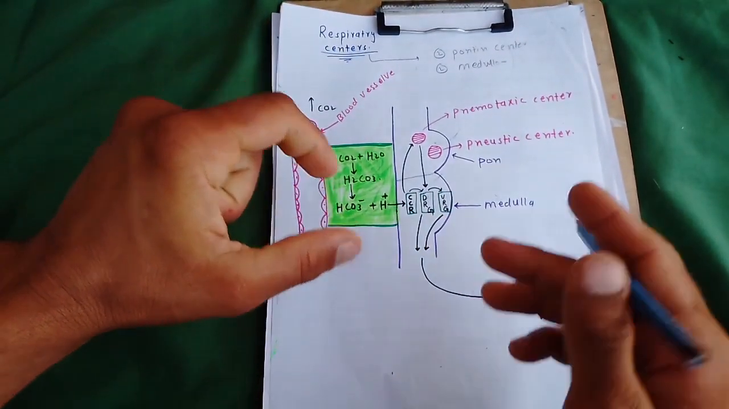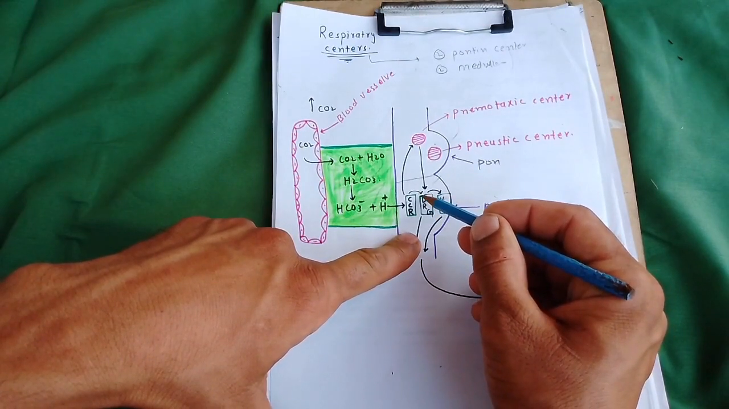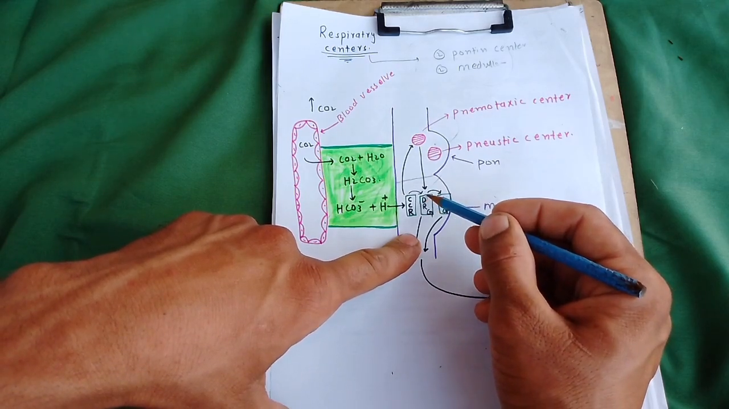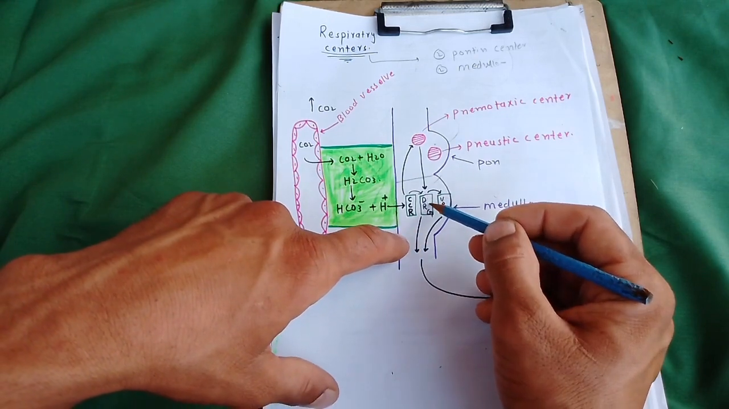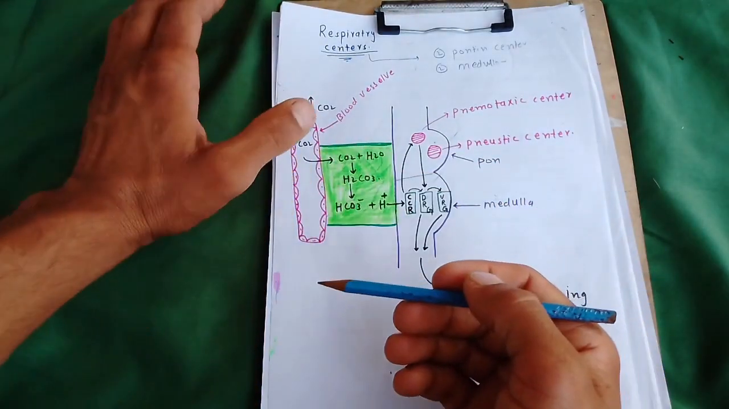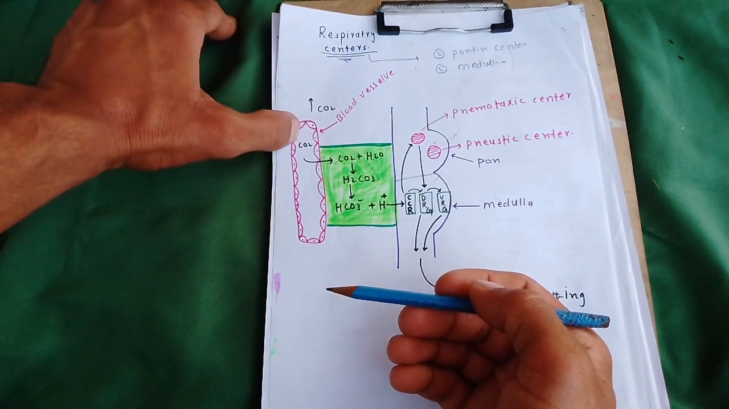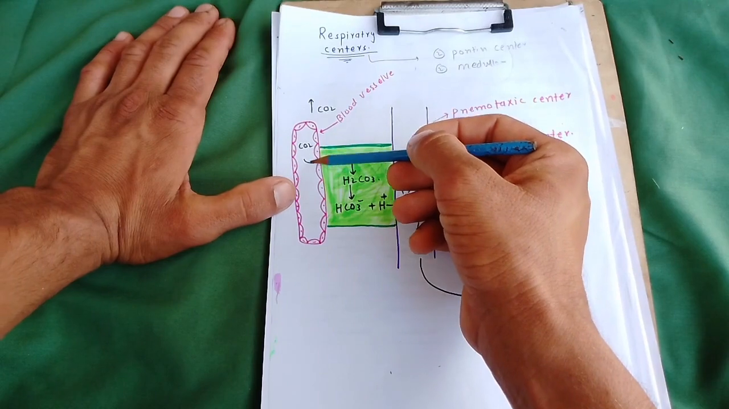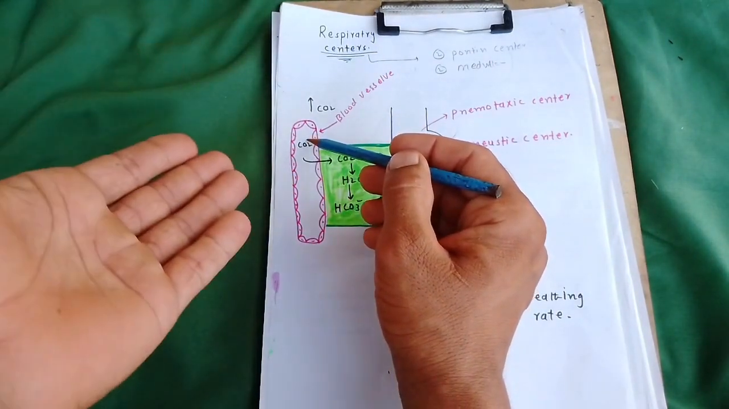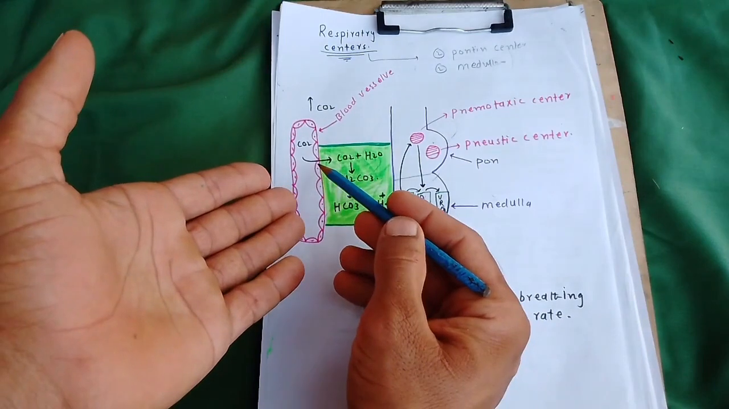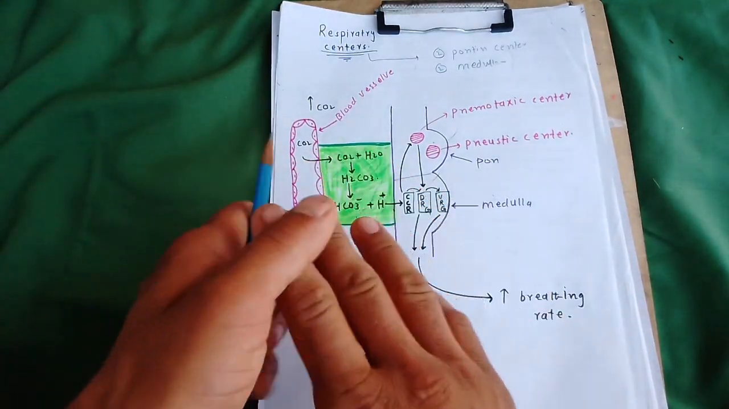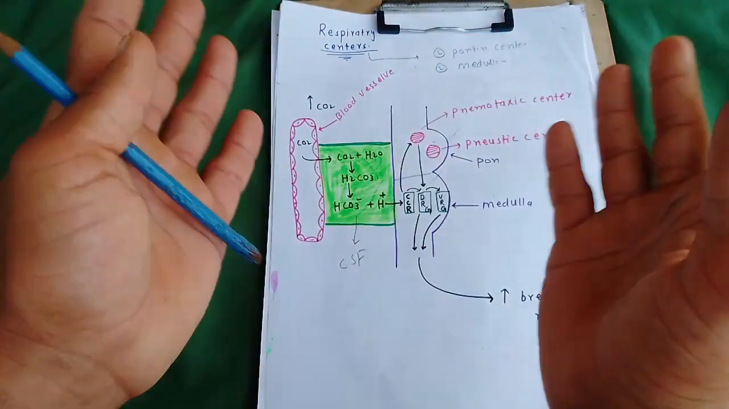The dorsal respiratory group is the center which regulates respiration in normal conditions. It regulates inhalation and exhalation in the normal rhythm. Okay, but here is a simple shortcut for when the blood carbon dioxide level is high. When the carbon dioxide level is high, the carbon dioxide goes from the blood vessel to the cerebrospinal fluid. This is the CSF, because cerebrospinal fluid is present all around the central nervous system.